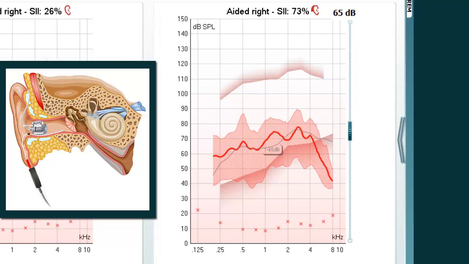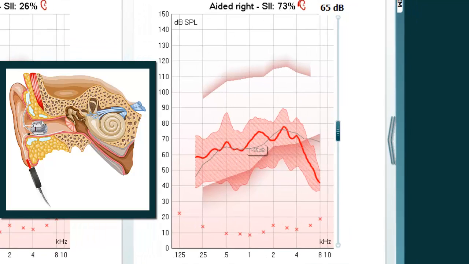This graph shows the real ear response at the eardrum with the hearing aid switched on. The thick line displays the curve, which is expected to match target and is the same as what you would expect to see in a traditional real ear aided response measurement.